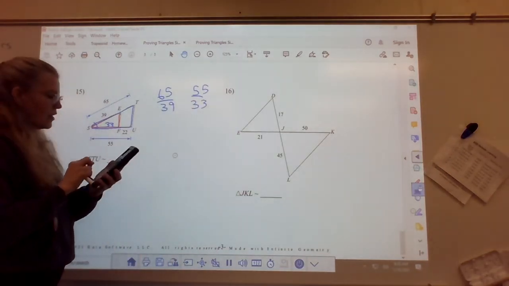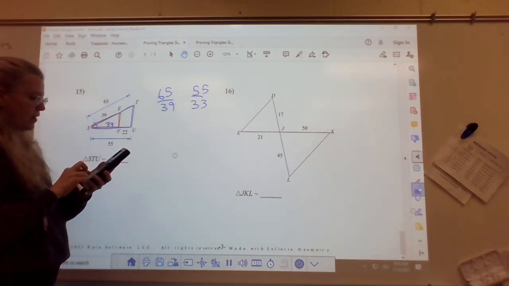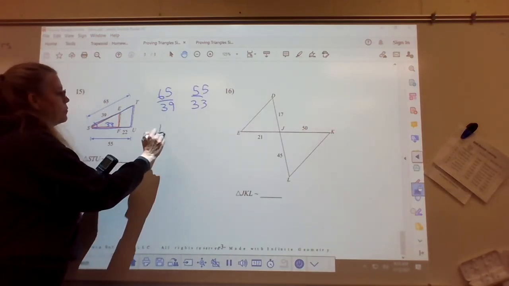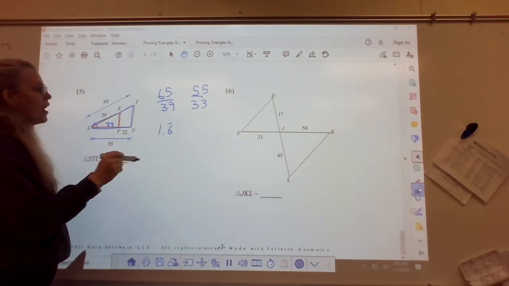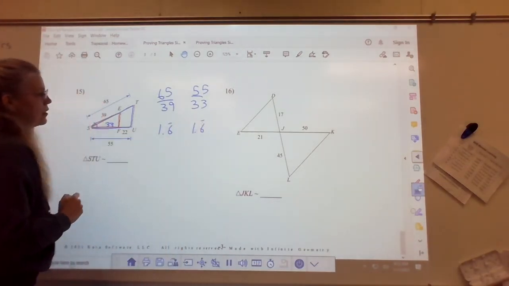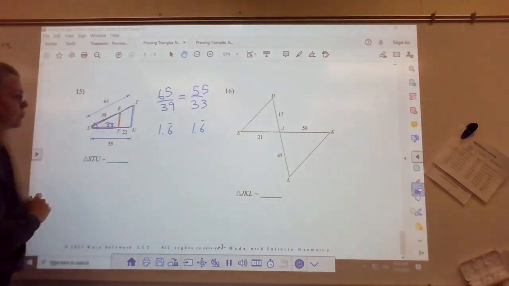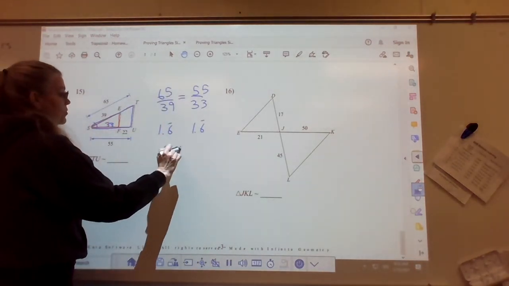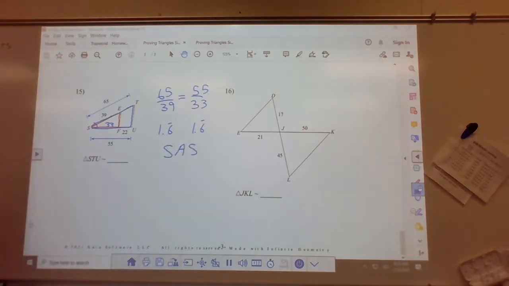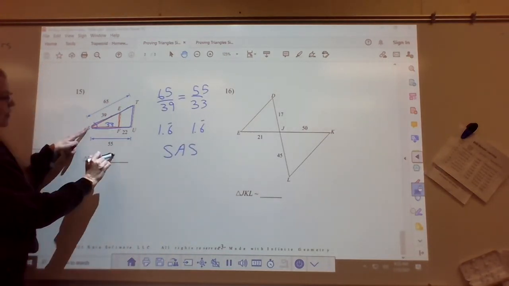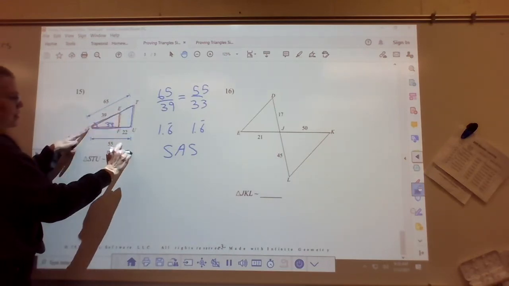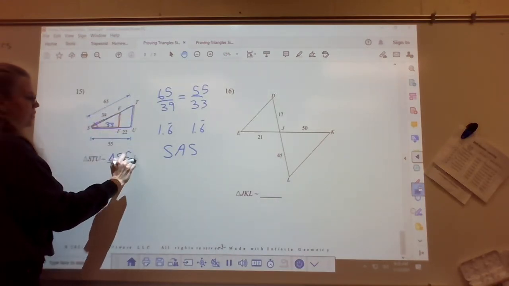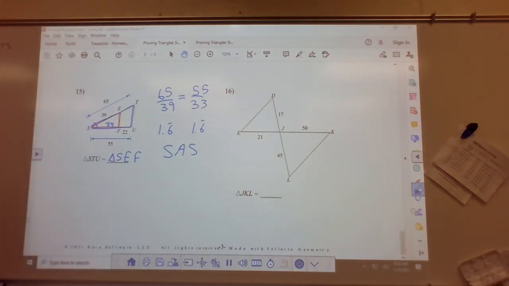So now I can go ahead and go 65 divided by 39. I get 1.6 repeating. 55 divided by 33, I get 1.6 repeating. They're the exact same ratio, so they're proportional. So I'm using side angle side. S goes with S. T goes with E. And then F. So SEF. Last one.